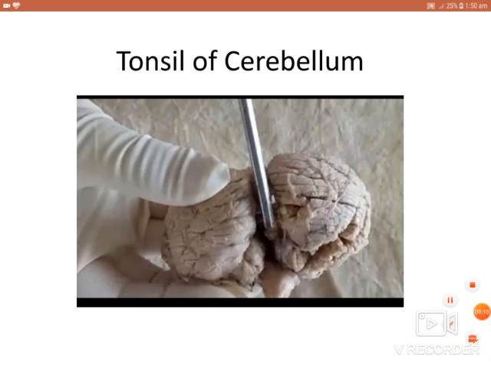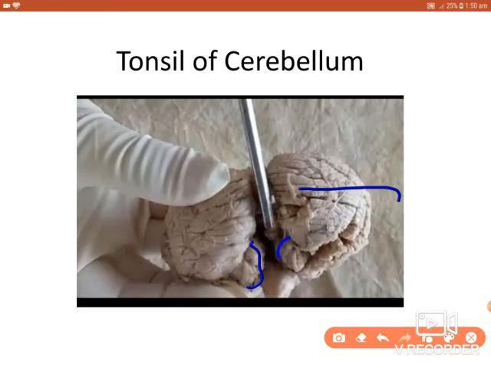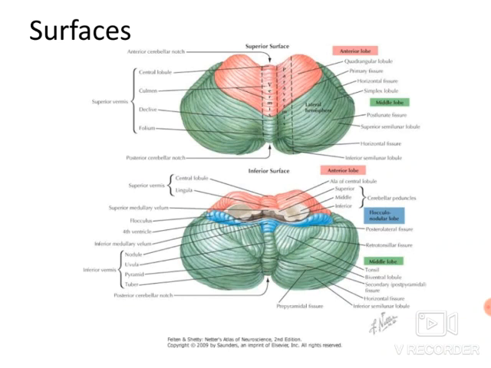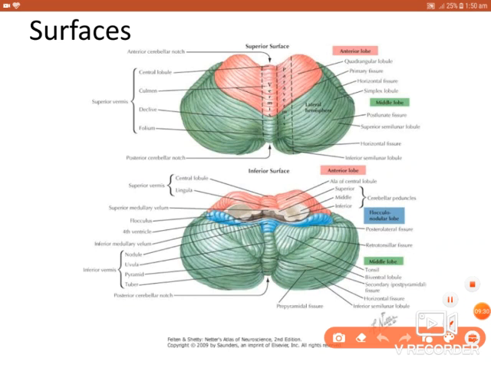Here in this figure, this is the inferior surface, and this is the tonsil. Here we'll get the uvula of the vermis. This area is the tonsil. This part is the tonsil, and this one is the uvula of the vermis.